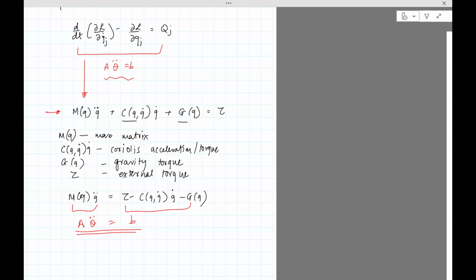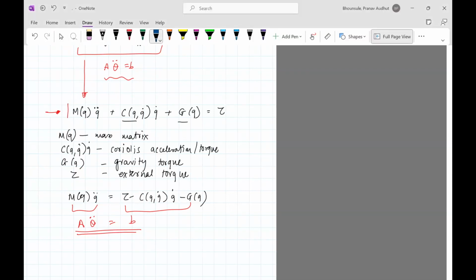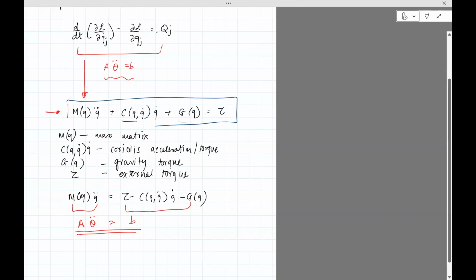The reason I write it in this fashion is because once you identify those terms, you can do things with the control of the system, and that's why I wrote it as this expression, which you'll see in a textbook. If you look at the equation of manipulator, it will be something like this. But it can also be written as this equation. And in fact, that's what we need to do in order to solve for q double dot. We need to write it as A theta double dot equals B.